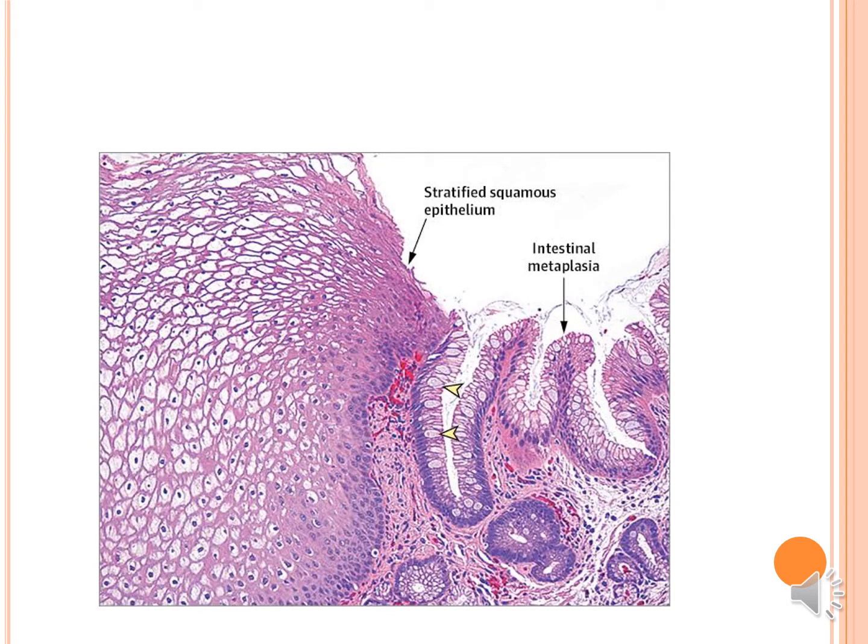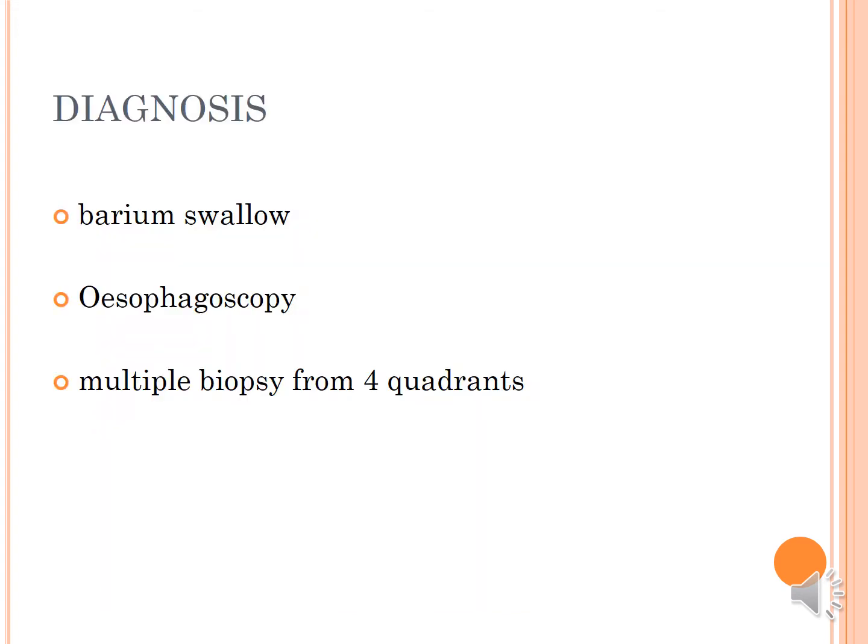Okay, the histology, it is mainly lined by the stratified squamous epithelium, which later gets converted to intestinal metaplasia. Diagnosis. How do we diagnose it? It's mainly diagnosed by doing a barium swallow, esophagoscopy, and taking multiple biopsies from 4 different quadrants.